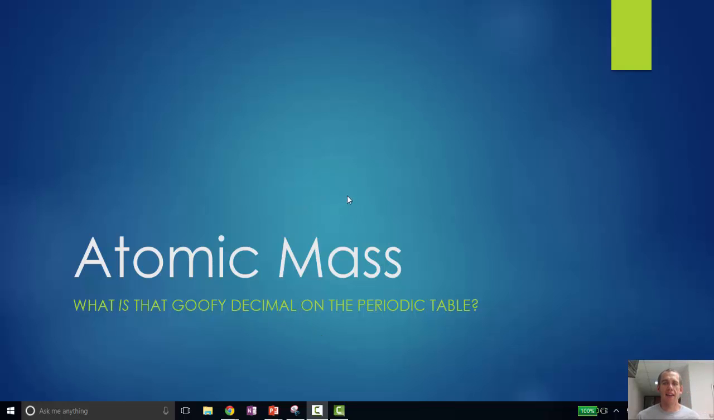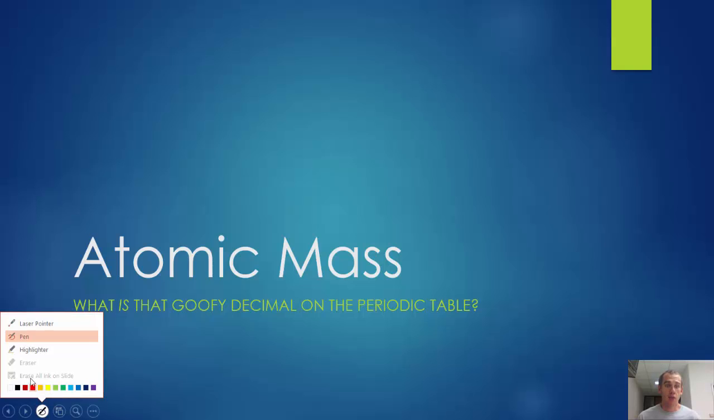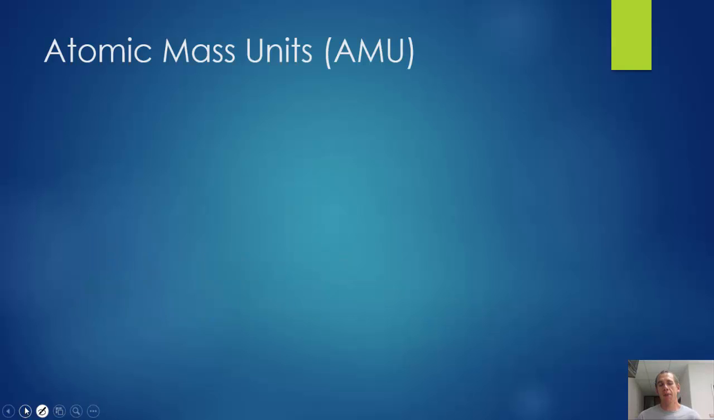So now we get to address that last little thing on the periodic table, the atomic mass, that goofy decimal on the periodic table that students will forever tell me is mass number, and it just isn't. So what is that goofy decimal on the periodic table? Well, it turns out we have to back up a little bit.